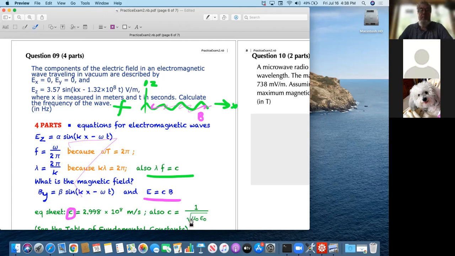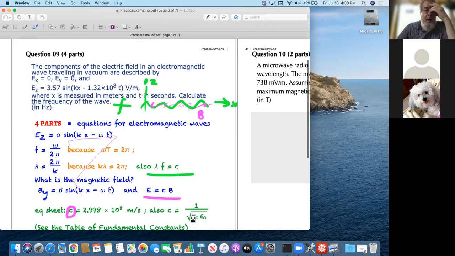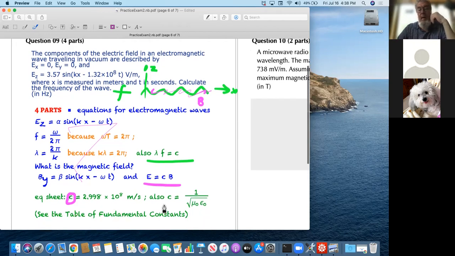Now, actually, the values of mu0 and epsilon0 are given at the front page of the practice exam. So maybe if you didn't remember the value of c, you'd have to calculate this, 1 over the square root of mu0 epsilon0, if one of the 4 questions had to do with speed. You know, one of the 4 questions might be, what's the wavelength? Well, the wavelength is 2 pi over k. K is not given. So that doesn't help you.